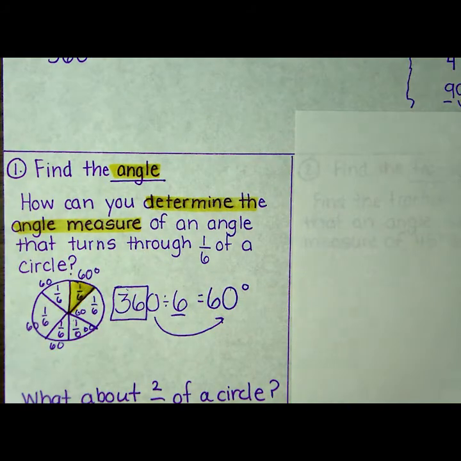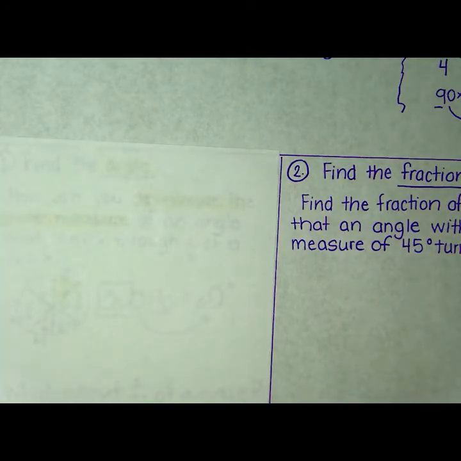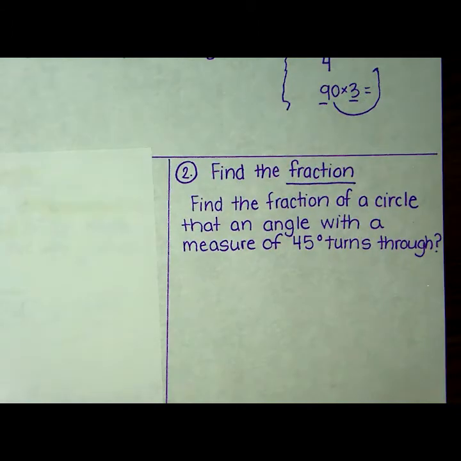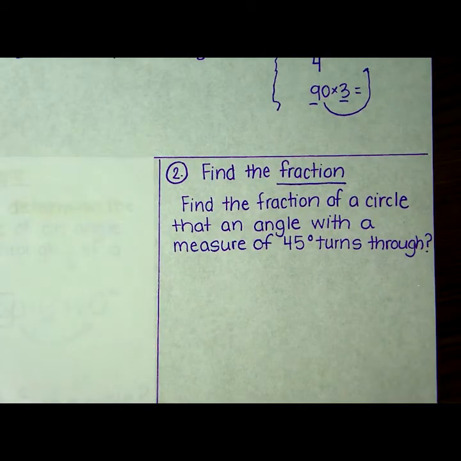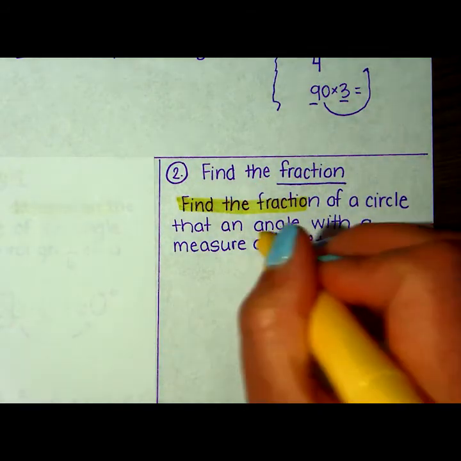Now let's look at the reverse of that. This time you have to find the fraction. So find the fraction, oops, let me scoot this over so you can see it, of a circle that an angle with a measure of 45 degrees turns through. And again, how do I know I'm finding the fraction? Well, it says right here, find the fraction, and they gave me the angle measurement.